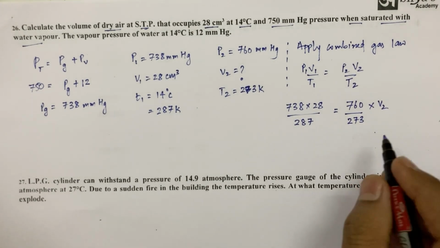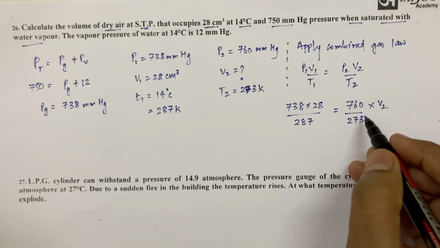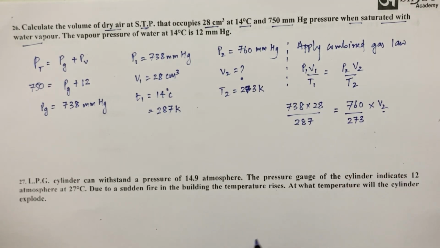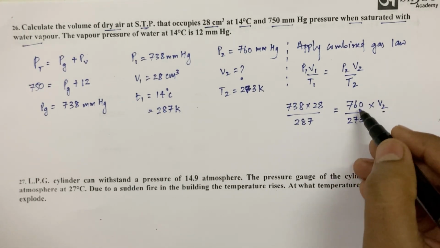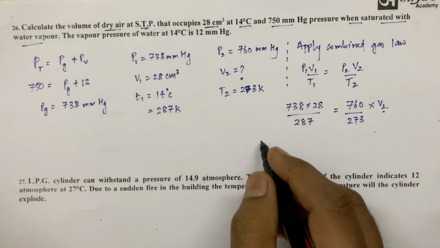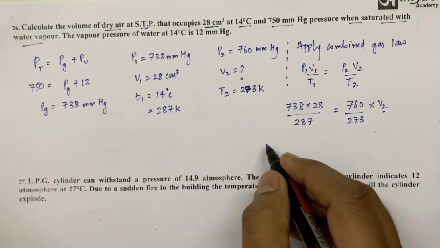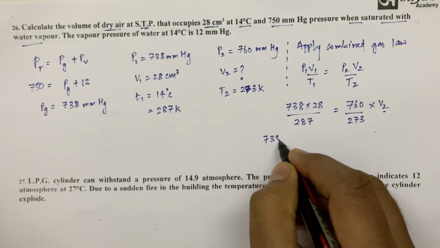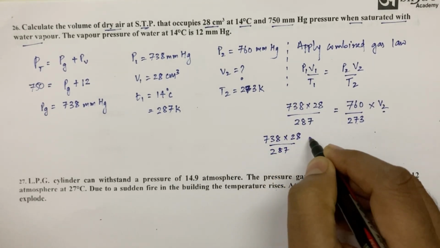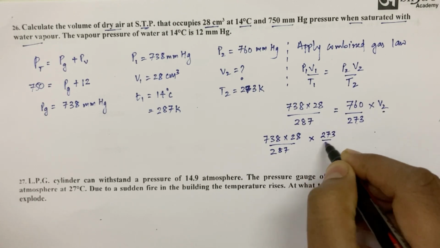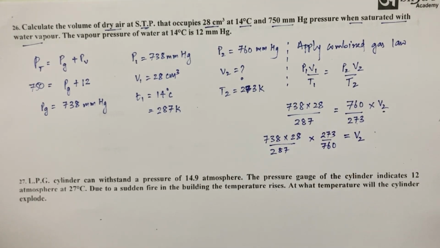Okay, now see, if you check carefully, every time when it is at STP you have to find the volume. So now what we will do, we will make this ratio as constant. Now how we will make this ratio as constant? See, I'll teach you. So here if you see, then 738 into 28 divided by 287 multiply by 273 divided by 760, that is equal to V2.